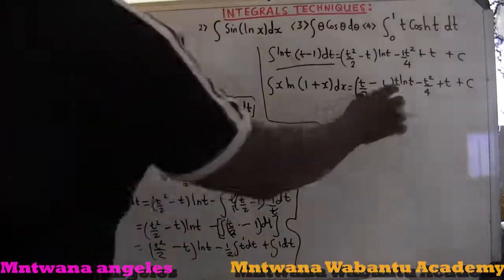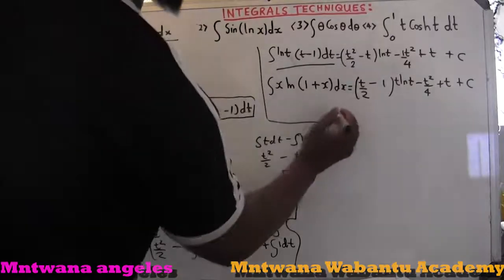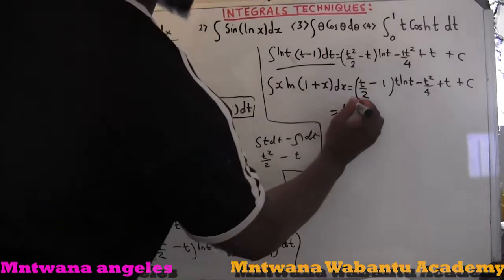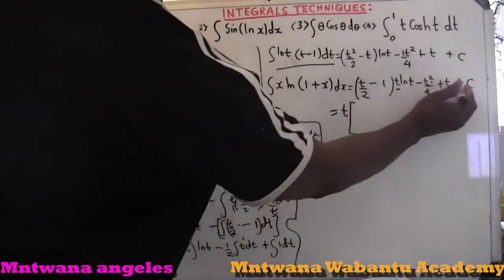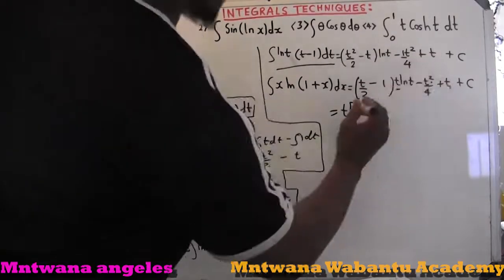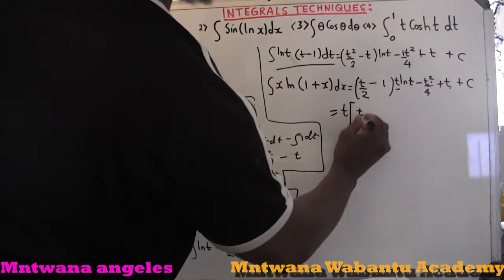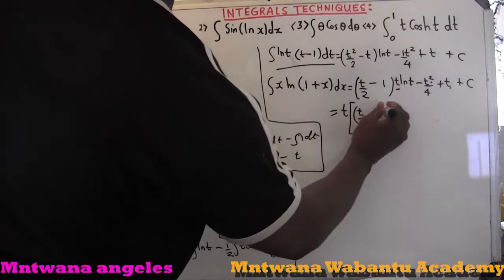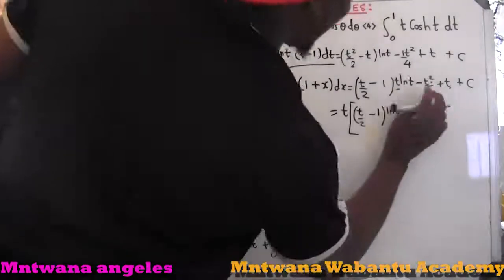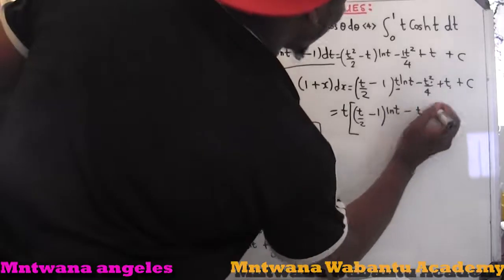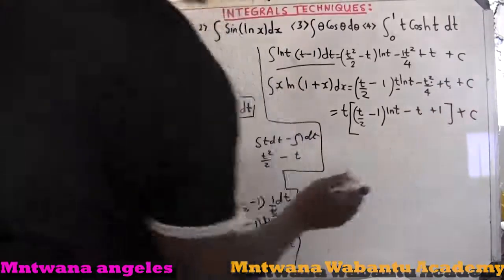And if I want, I can take t out throughout, because there's a t, there's a t, there's a t. So I can take t out common, and the bracket means there's a t here, here, and there. The constant, just leave it. So it's going to be t, and we're left with t over 2 minus 1 in brackets, ln of t, minus 1 over 4 t, and then that t went out, so plus 1, and then plus constant.